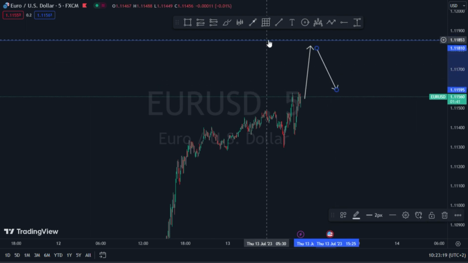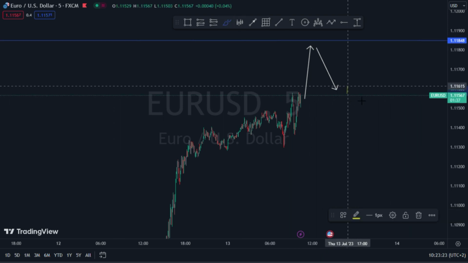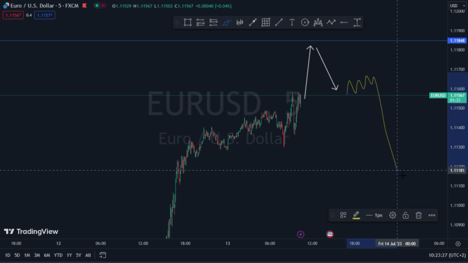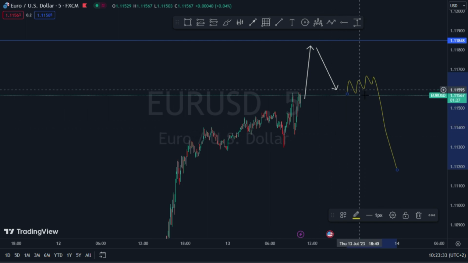As soon as the market starts pushing to the downside, I'm gonna be looking for that continuation pattern on the 5 minutes time frame to enter, and then we are gone from there. So that is how I'm gonna approach this Euro USD.